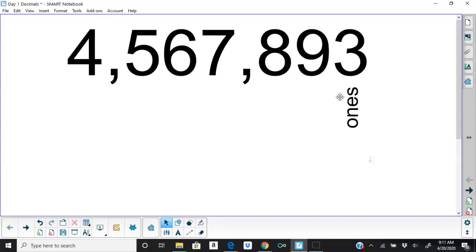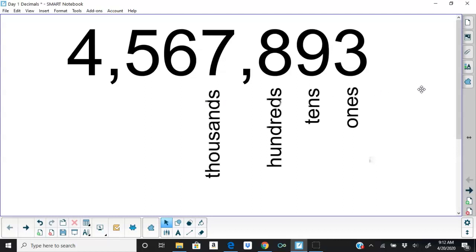How about the 9? The 9, yes, the 9 is in the tens place. What about the 8? The 8 is in the hundreds place. Who knows what the 7 is? Yes, the 7 is in the thousands place. How about the 6? If you said 10,000, you are correct.